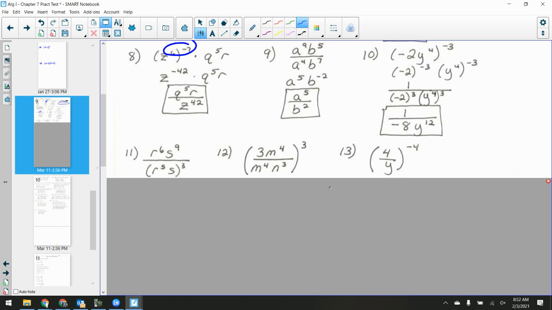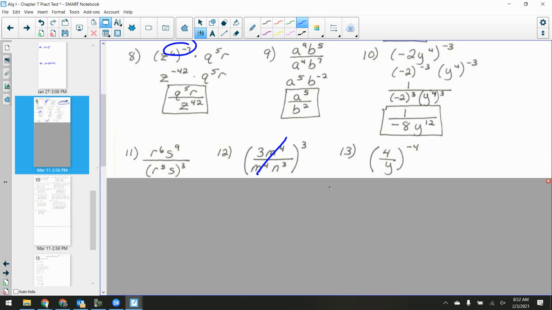Number 12. What did you get for number 12, Joey? 27 over n to the 9th. The m goes away. It completely cancels out. It's completely gone. See this? Those m's will just completely cancel out. You would write m to the 0, but m to the 0 is just positive 1. So he was right there, 27 over n to the 9th.